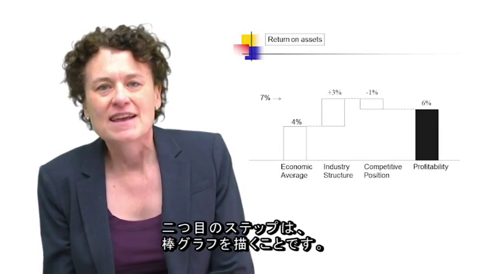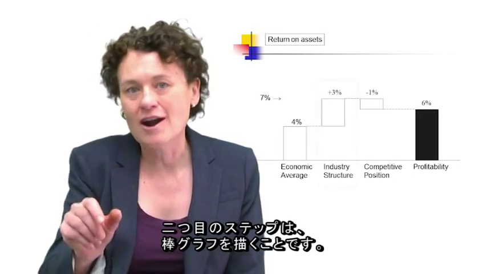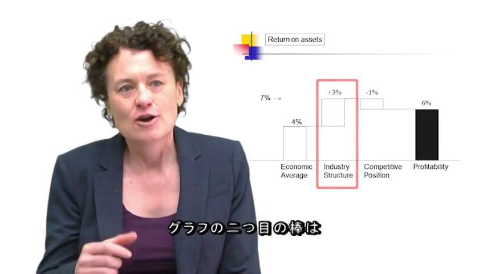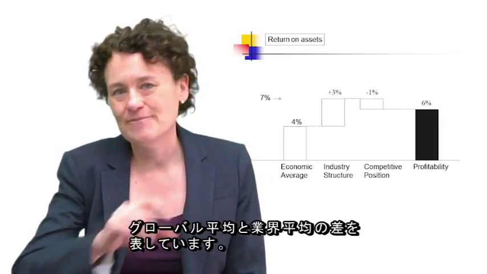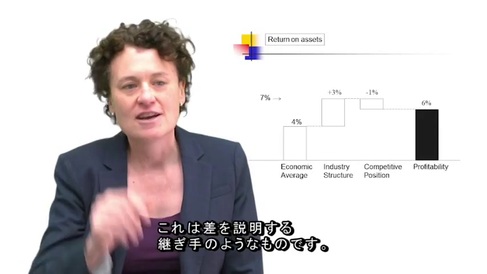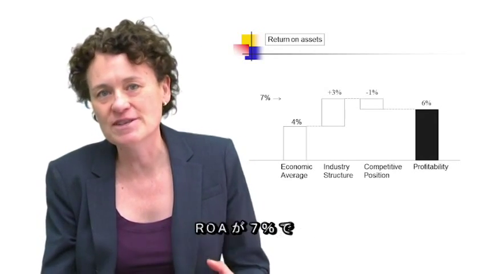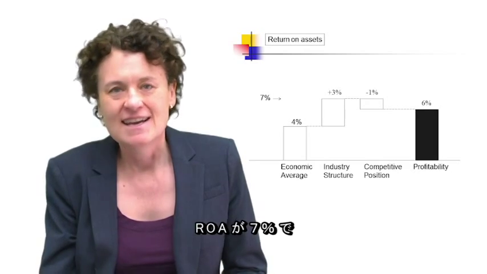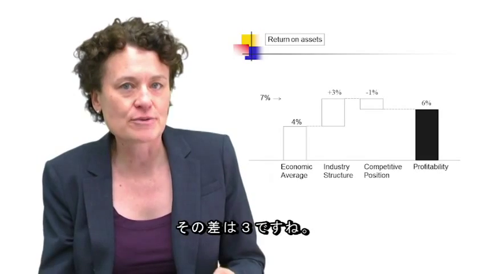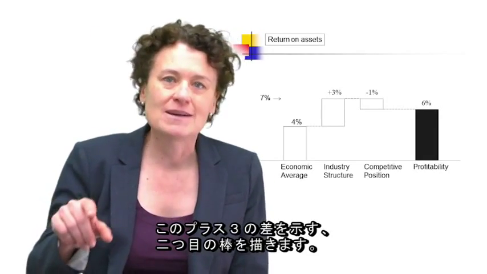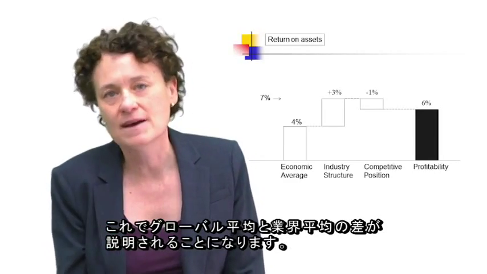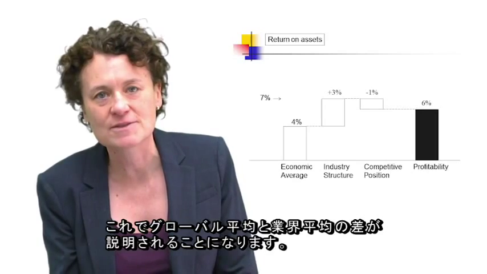The second step is to draw the bar that's represented on the chart behind me, the second bar that's represented on the chart, which is the difference between the global average and the industry average. It's a plug that accounts for that difference. So let's say you were looking at an industry with a 7% return on assets. Given that the global average return on assets is 4%, the difference is 3, you draw that second bar going up to account for the plus 3 that's represented by that difference between the industry and the global average.